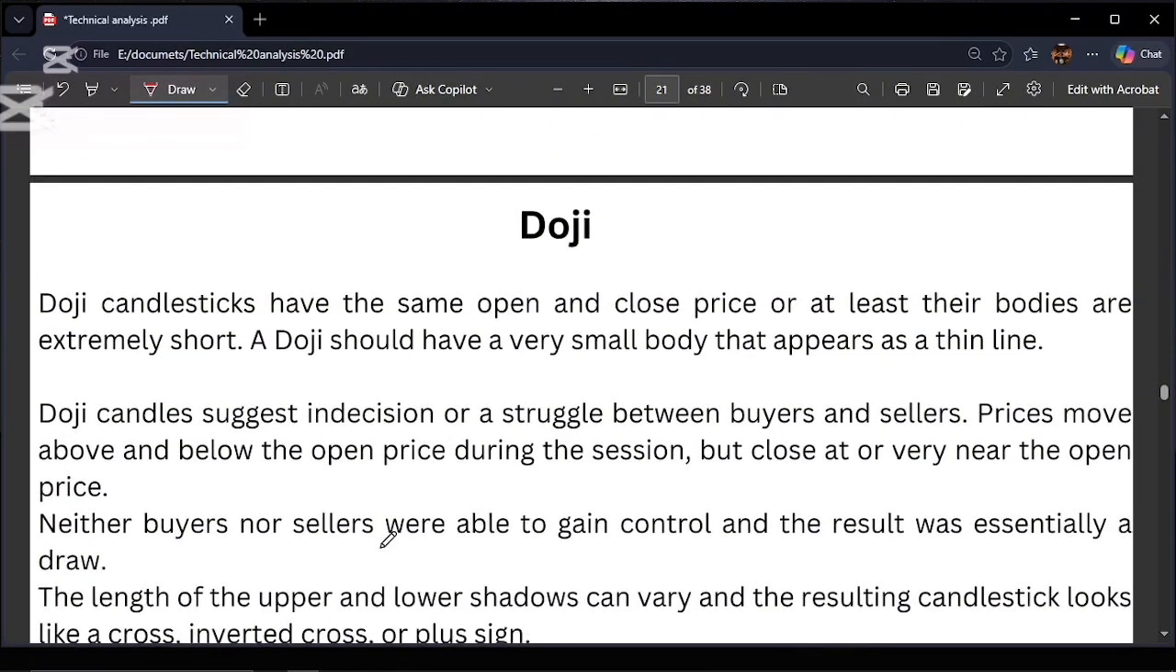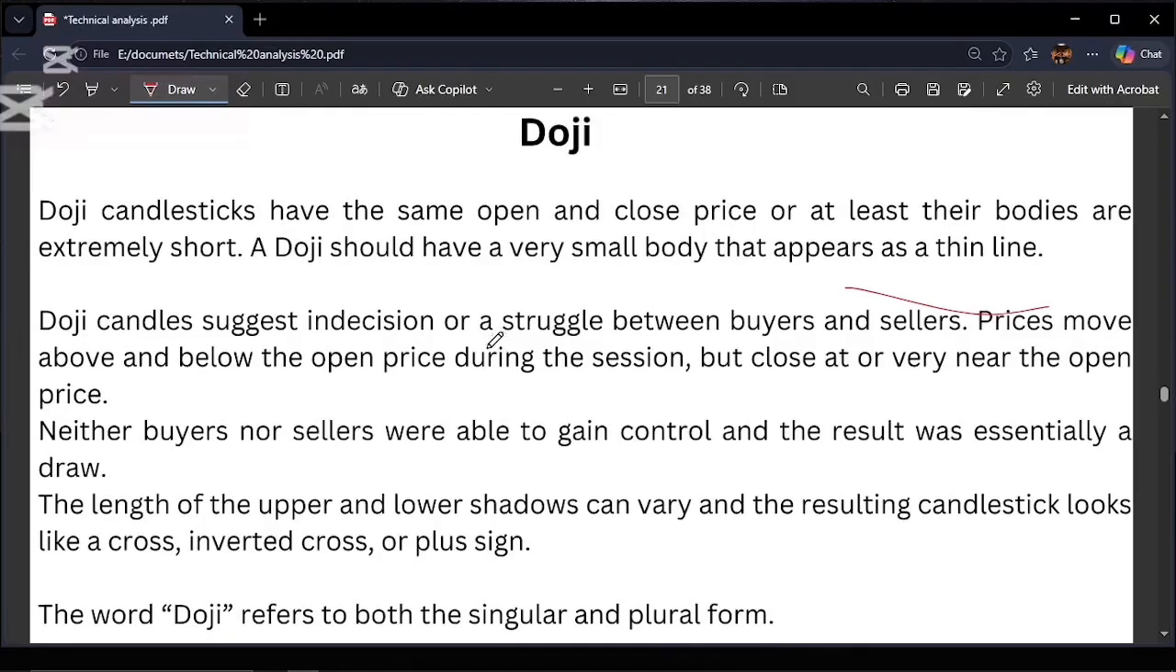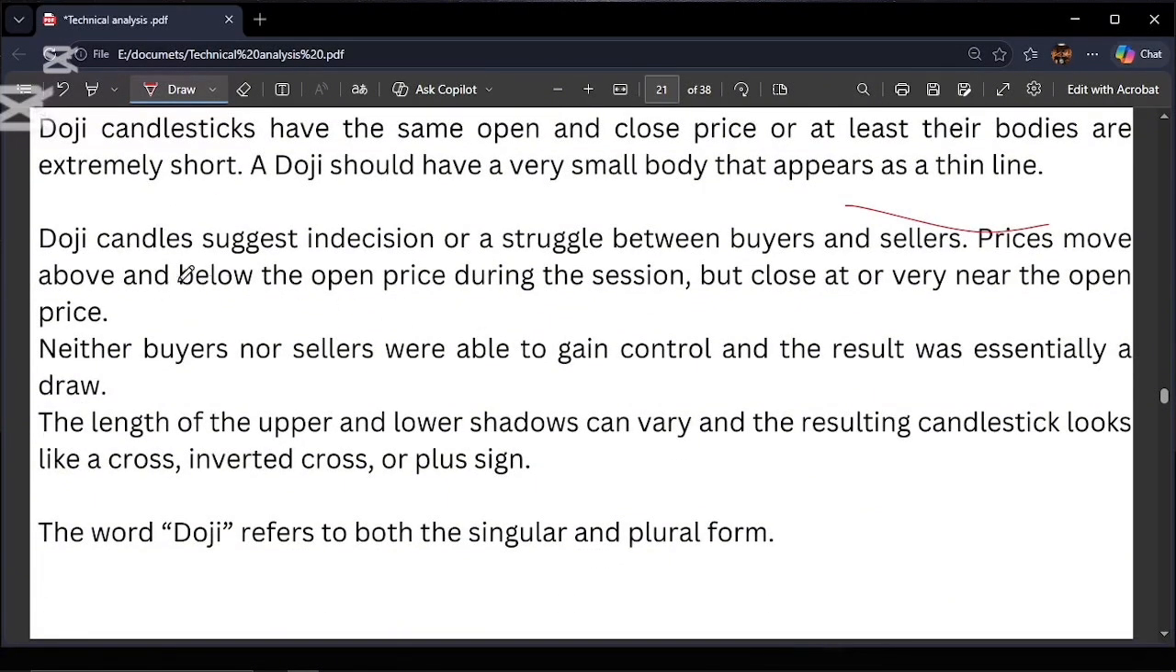Now we have the doji. A doji candlestick has the same open and close price, or at least their bodies are extremely short or very small. A doji should have a very small body that appears as a thin line. So basically, a doji candle suggests indecision or a struggle between buyers and sellers. Prices move above and below the open price during the session, but close at or very near the open price.